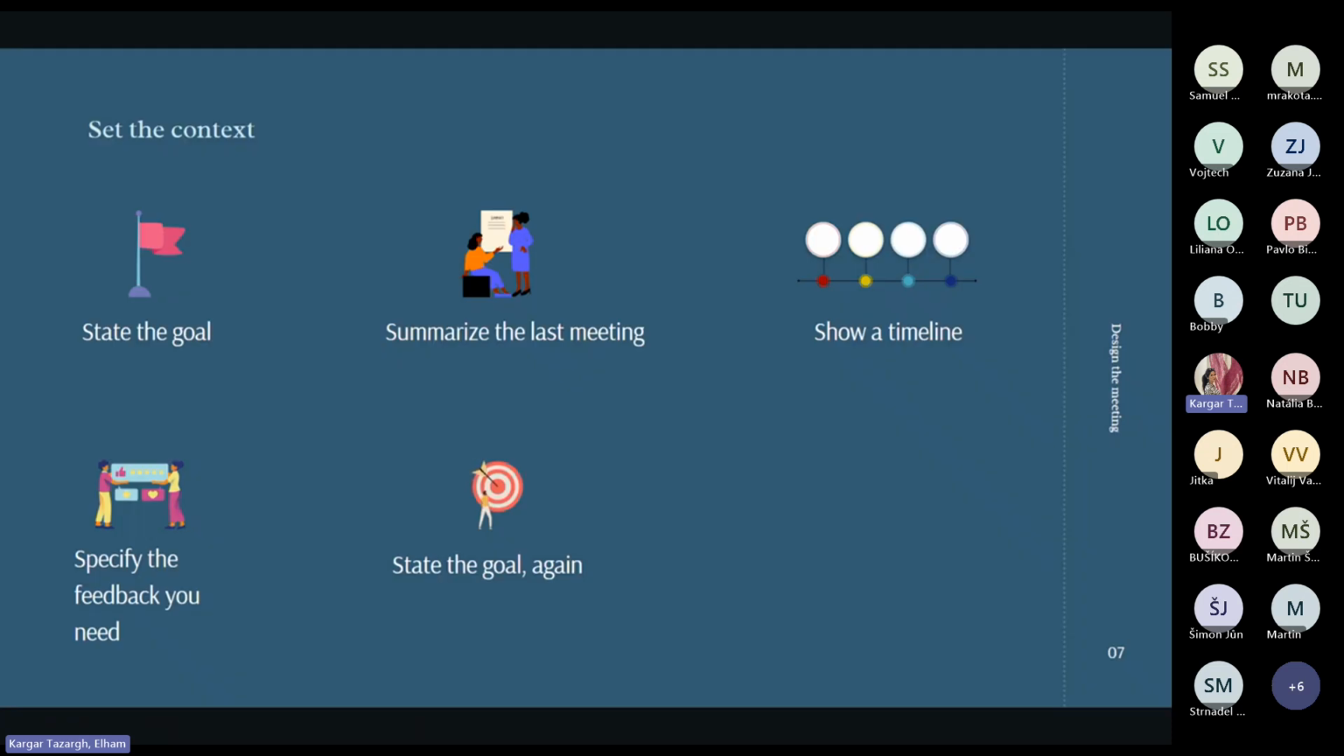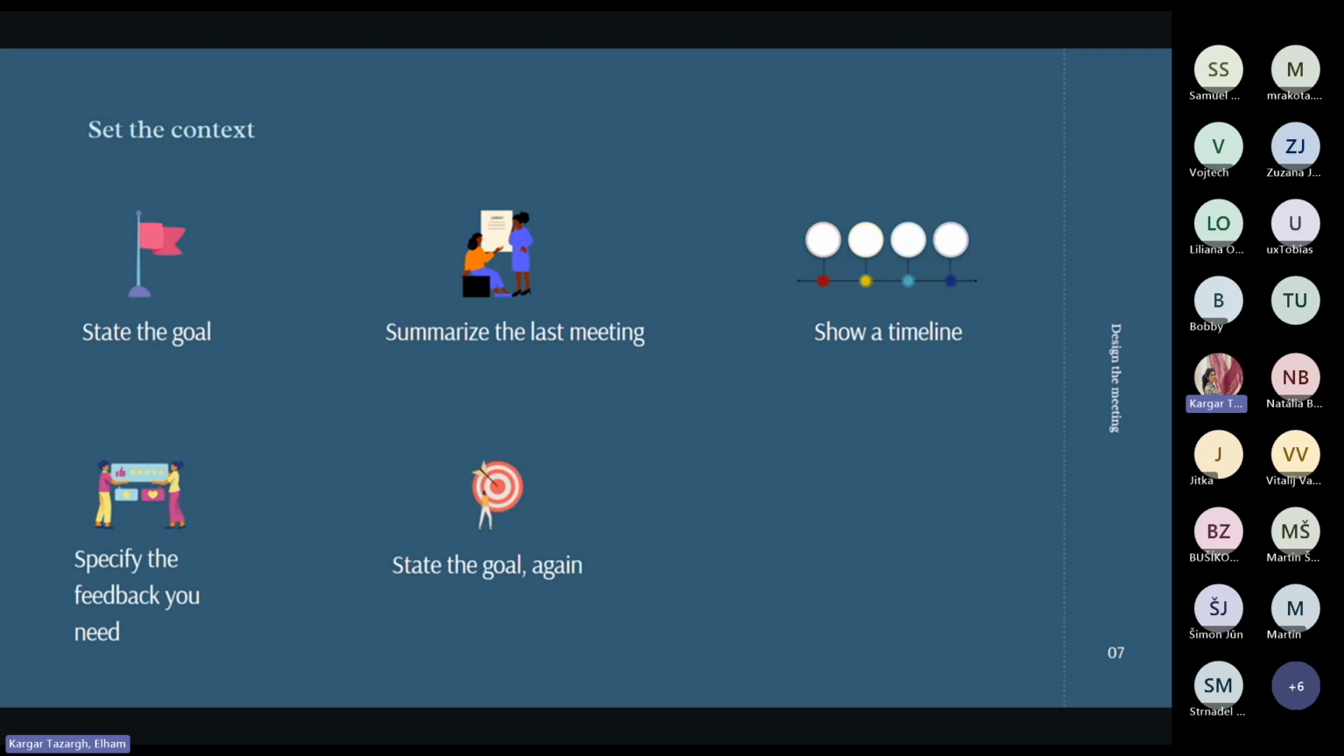The next thing is that you need to set the context of each design or review session, or any kind of discussion that you have. First of all, state the goal of the session. What do we want to reach from this session with the stakeholders? Then summarize the last meeting, if there was one. Tell them what discussions you had and what decisions you made, and then show them a timeline. For example, if you want to move from point A to point E, now we are standing at point C, so we need to discuss here. And what feedback do you need to get from here to move forward?